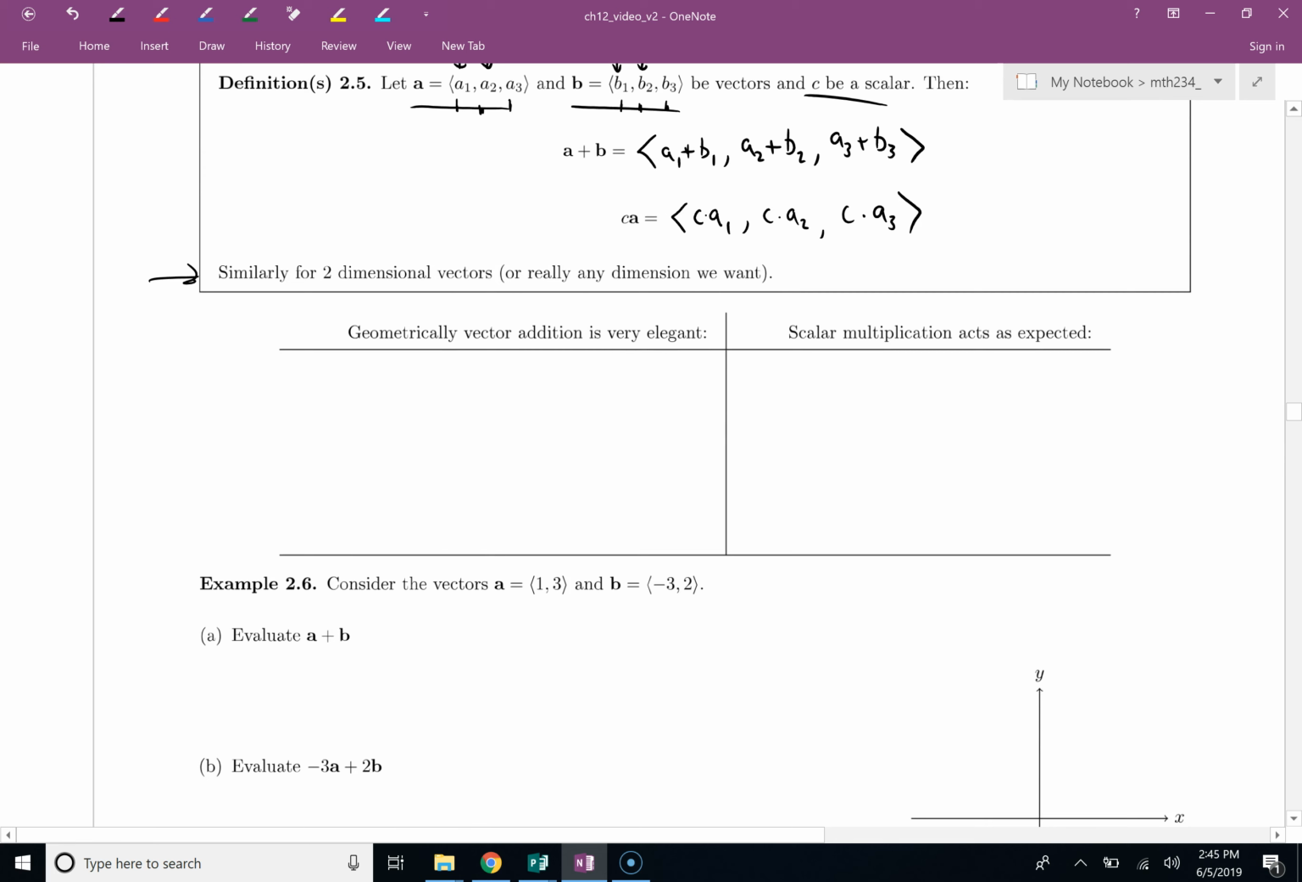Okay, and I told you that these end up being really nice definitions, and one way to see how nice they are is to look at what they actually represent geometrically. So we've defined some algebraic things, how to add together vectors and how to do scalar multiplication, but it turns out this ends up being very useful. So let me go ahead and show you what this looks like.